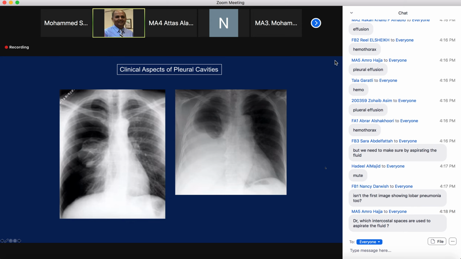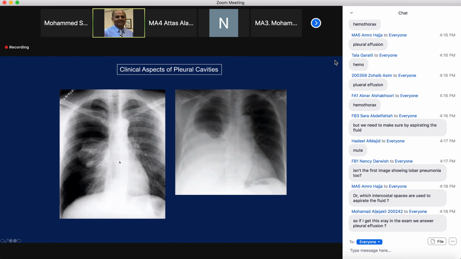Which intercostal space are we used to aspirate this fluid? So Amru Hajja, I will be coming to the spaces. This question is there, so just wait for that. Right now you just learn what? How a fluid appears on an X-ray chest on a PA view and how air appears on an X-ray chest on a PA view. If you can differentiate these two things, you are perfect.